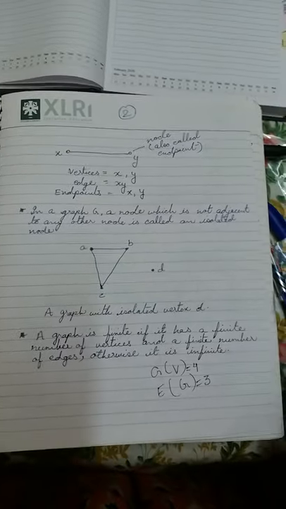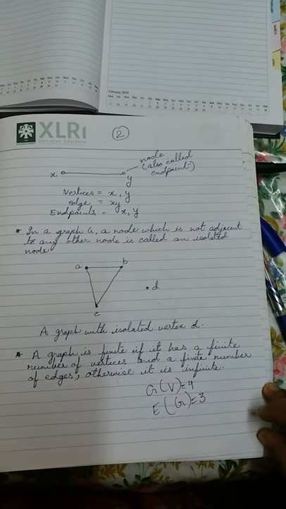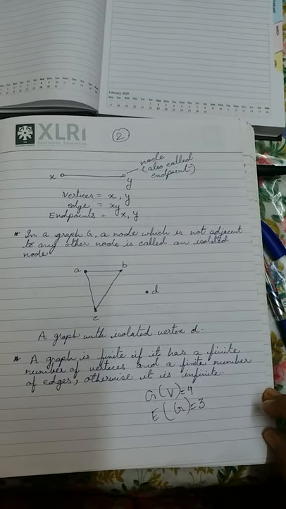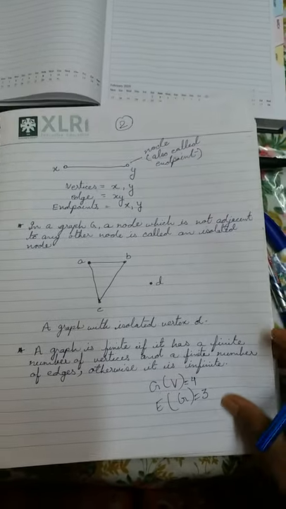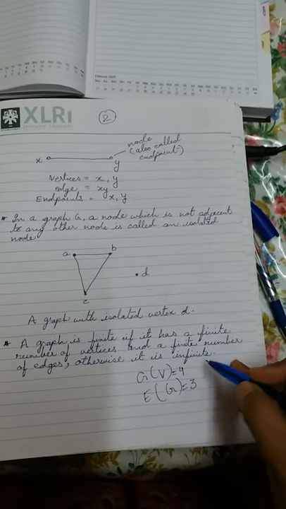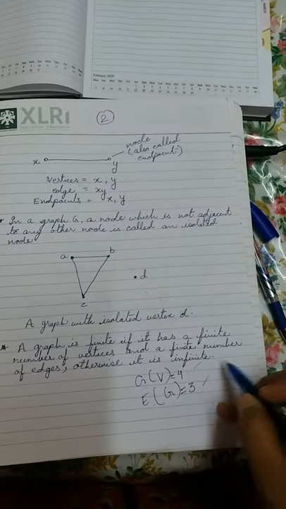A graph is finite if it has a finite number of vertices and a finite number of edges. Otherwise, it is infinite. Finite means there is a certain number of vertices and a certain number of edges, like V(G) is 4 and E(G) is 3.